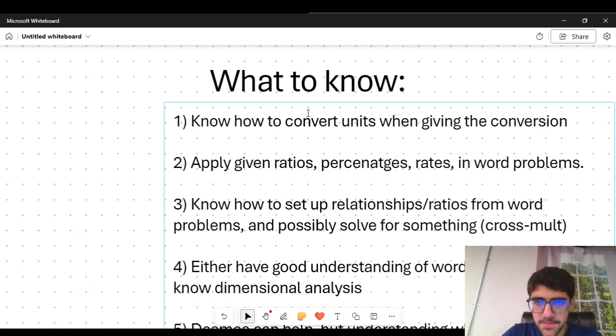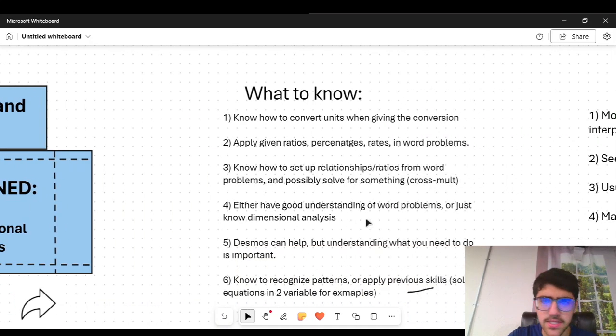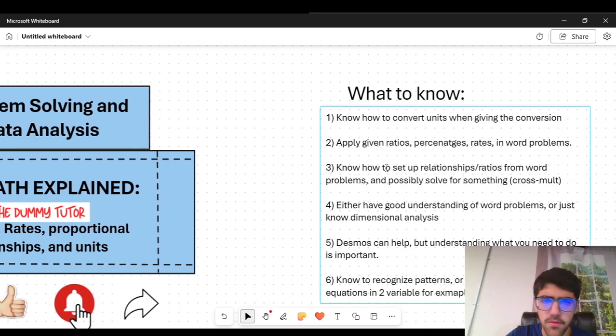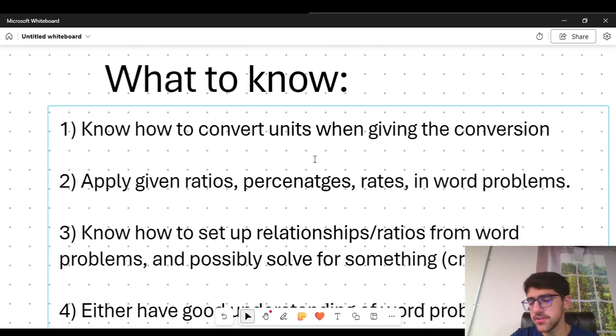So what do you need to know? As you guys see, there's a lot of things to know because of how broad the focus skill is. There's like 5 different topics, or 4. So basically, an important thing is just know how to convert units when given the conversion. Some conversions you need to memorize, like hours, minutes, weeks, days. It's just common knowledge. They're not gonna give it to you, and sometimes they might. It's not even gonna be units.